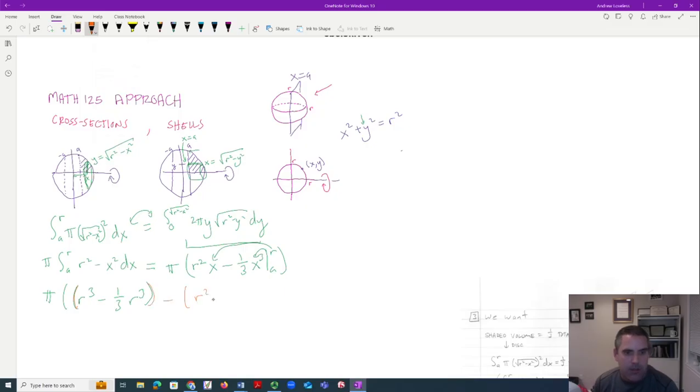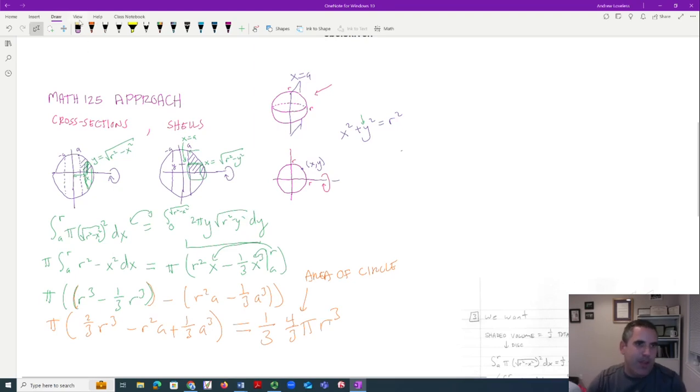Hopefully you've gained that from me a little bit this term. Minus r squared a minus 1/3 a cubed. And here we got it. It's pi times 2/3 r cubed minus r squared a plus 1/3 a cubed. And we want that to be equal to 1/3 of the volume of a sphere. And the volume of a sphere is 4/3 pi r cubed. So I'm relying on us looking up that formula.